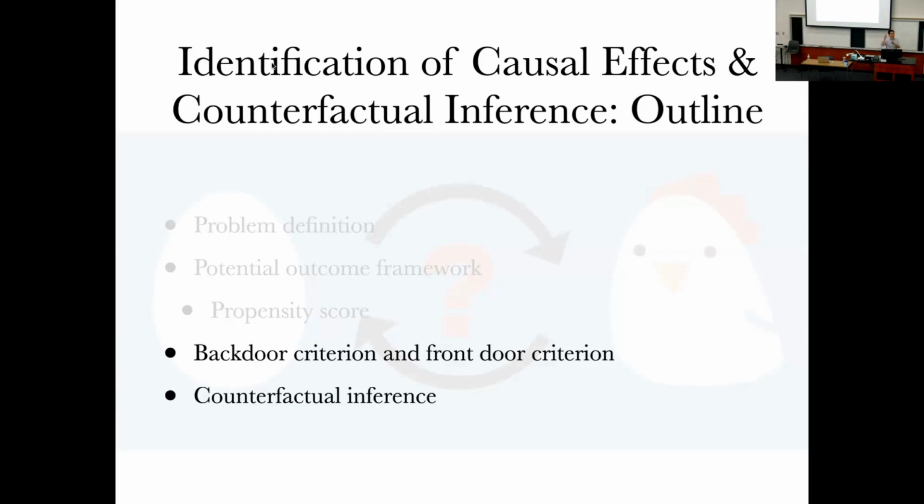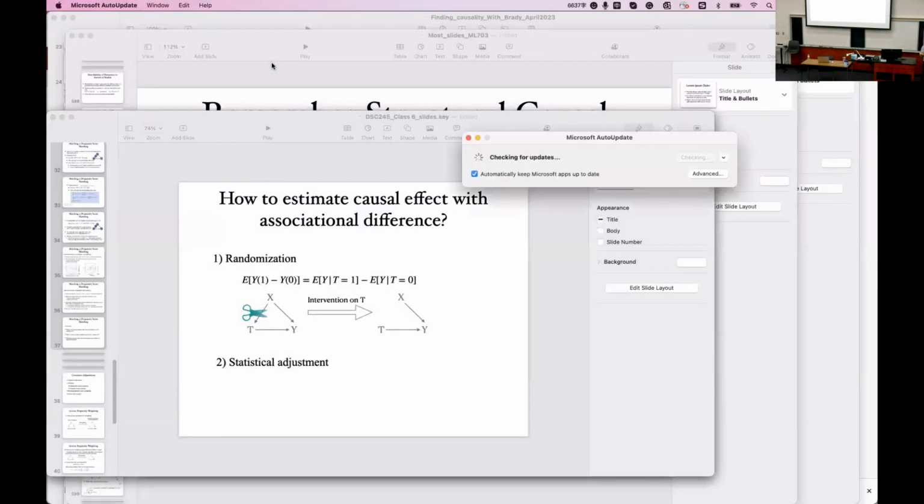T is binary, X is discrete or continuous, and Y is generally binary because we are talking about success or failure. But it doesn't matter. Y could be continuous, X could be continuous. And here we assume T is binary. Now how can you go from binary variable T to multi-valued T or even continuous T?